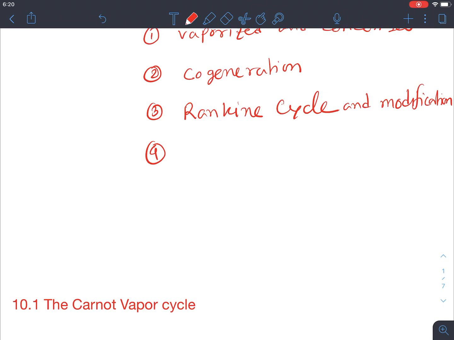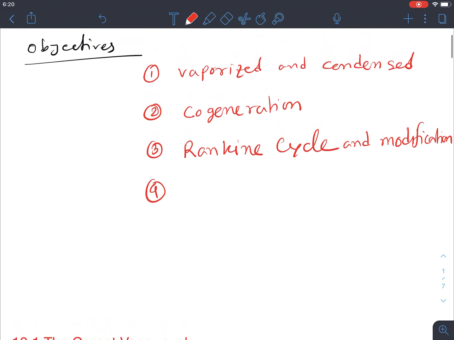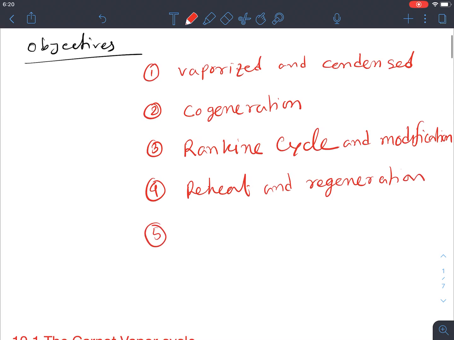Number 4 would be the reheat and regenerative vapor cycle. Just like in the Brayton cycle we use reheat, intercooling, and regenerator, here we'll analyze those sorts of things. Reheat, and lastly we will also talk about how we can combine multiple cycles and analyze them, right? So combined cycles.